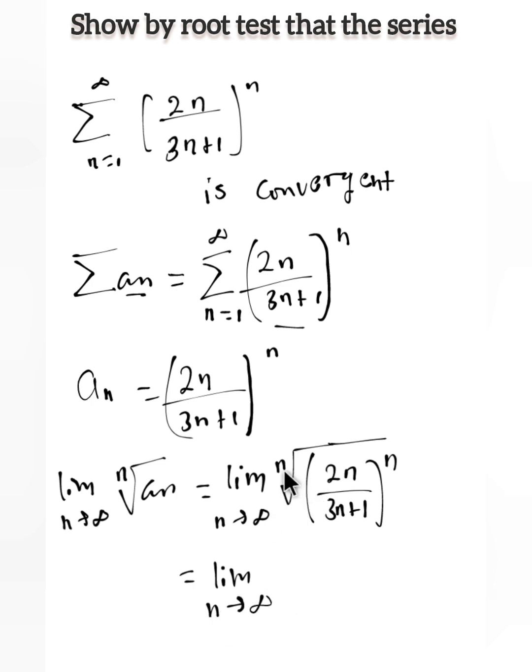Now, do you observe that this nth root will cancel this n? Of course it will, because if we have the fourth root of 2 raised to power 4, this fourth root will cancel 4. So this nth root will just cancel this n, to make it easier to solve. So if the nth root cancels n, we are left with 2n over 3n plus 1. So right now we are at the limit as n tends to infinity of 2n over 3n plus 1.